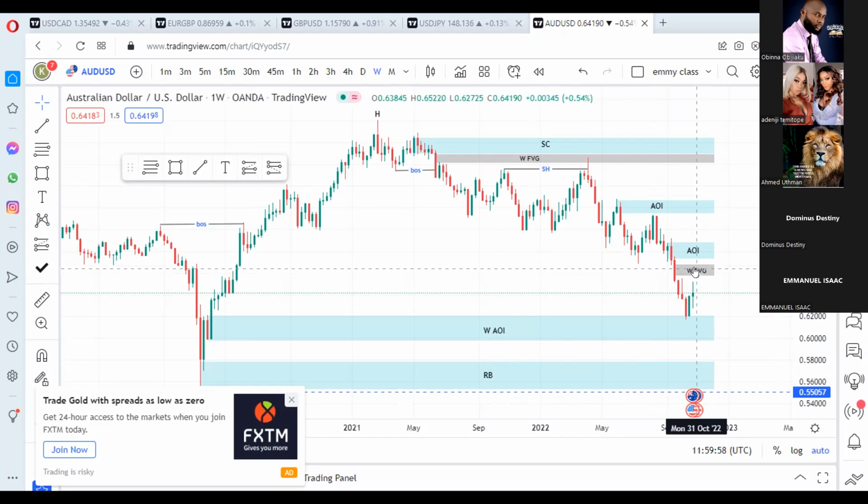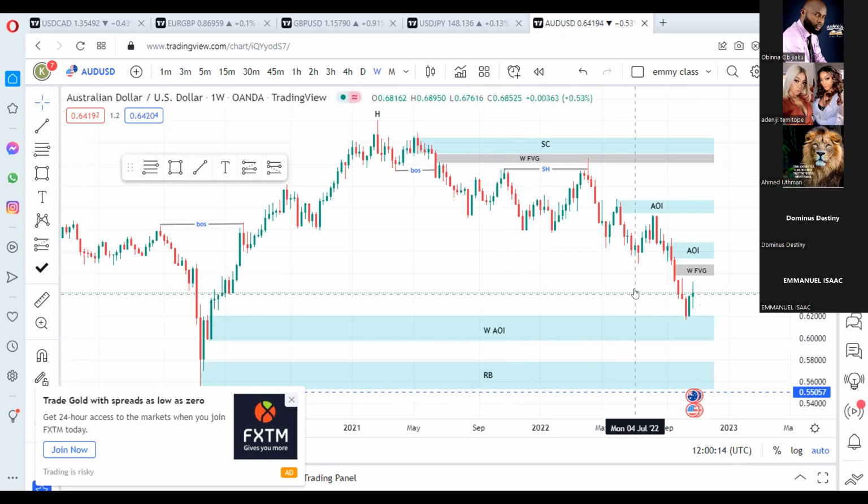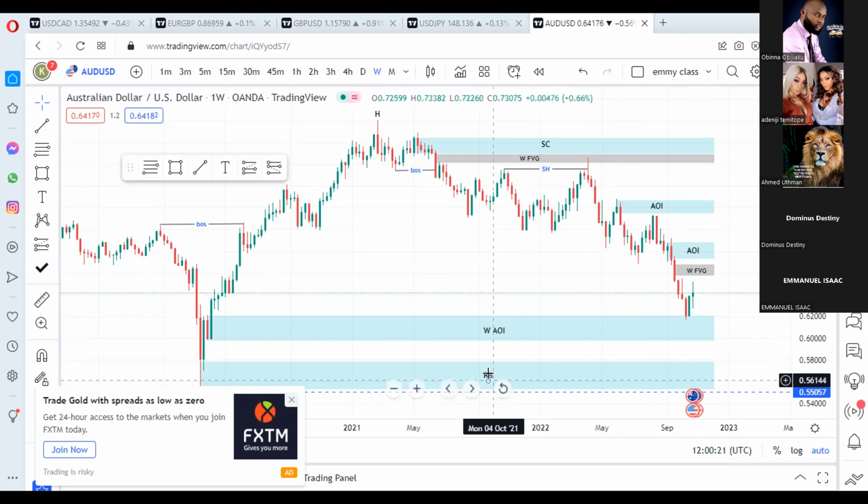So if the market didn't respect this fair value gap, I'm expecting the market to reach my area of interest and retrace back to this rejection block right here. Generally, I will be looking for an opportunity to sell from this weekly fair value gap and this area of interest down to this rejection block. So that's all I have for the weekly time frame.